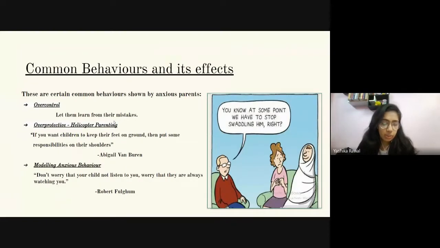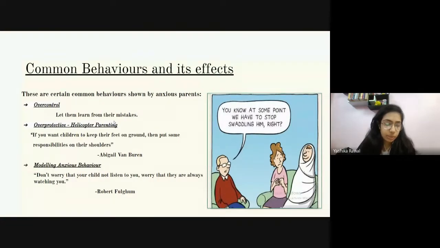There are certain common behaviors that parents with anxiety exhibit. Over control. Parents with anxiety tend to take control of their children's lives. What company should they be in? What university course should be taken? And many others. It can involve setting restrictive boundaries and preventing the child from moving beyond them. Aside from preventing children from developing independence, it also prevents them from learning from their own mistakes.